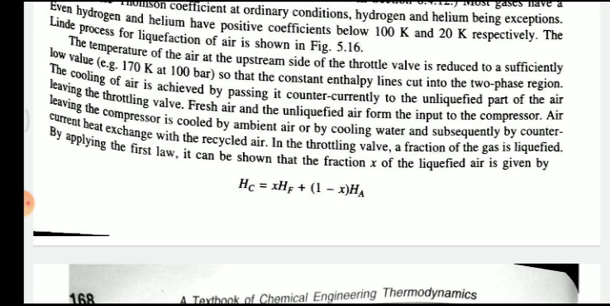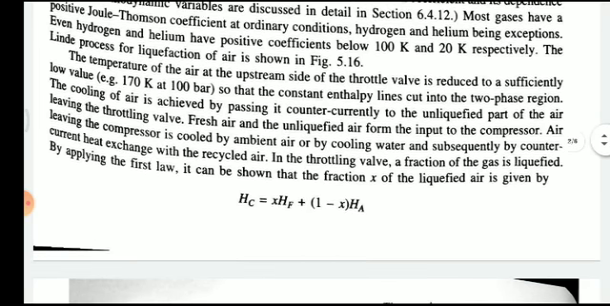of air is achieved by passing it counter-currently to the unliquefied part of the air leaving from the throttle valve. Then fresh air and unliquefied air from the input are to be condensed.